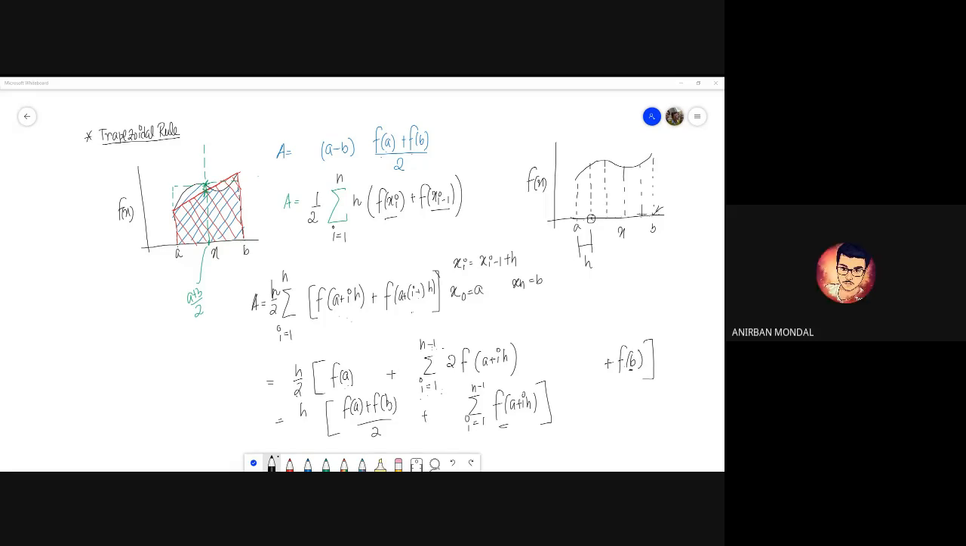Okay, sir. So any confusion, any doubt regarding whatever expression that we derived for the trapezoidal rule? No, sir. Okay. So do you think you can now write the pseudocode or the algorithm for the trapezoidal rule? Yes, sir.